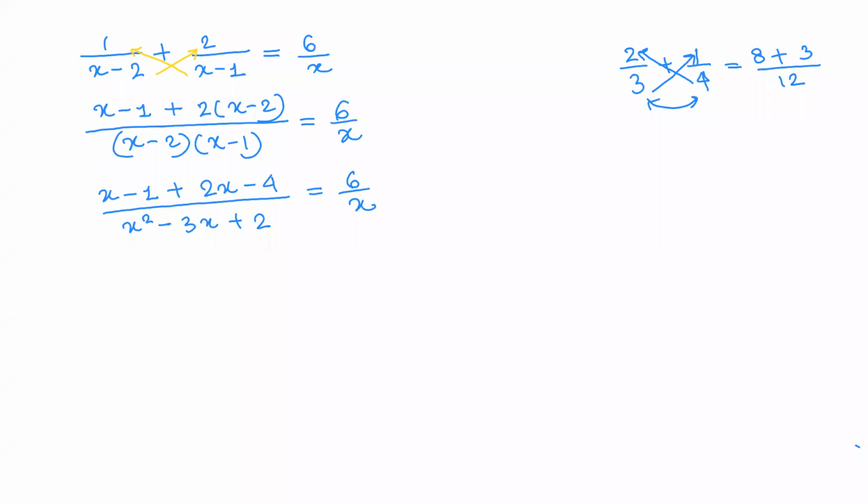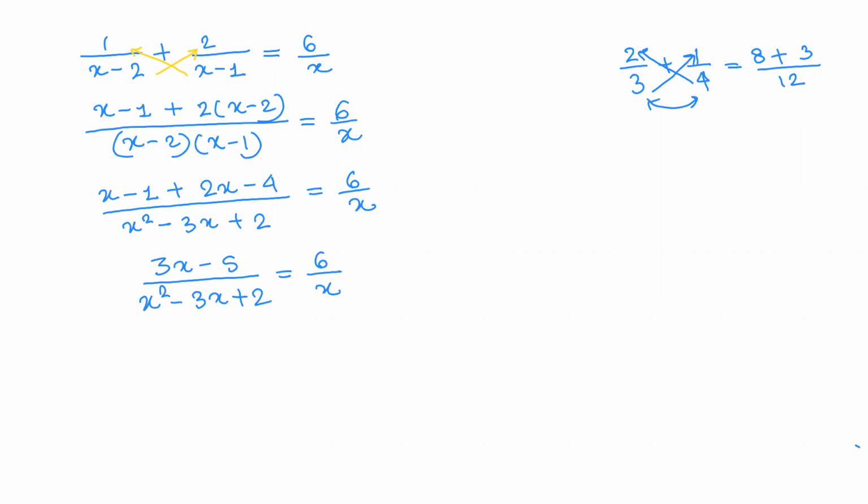So what do we have in the numerator? x plus 2x is 3x, minus 1 minus 4 is going to give us minus 5. The whole upon x square minus 3x plus 2 equals 6 upon x.